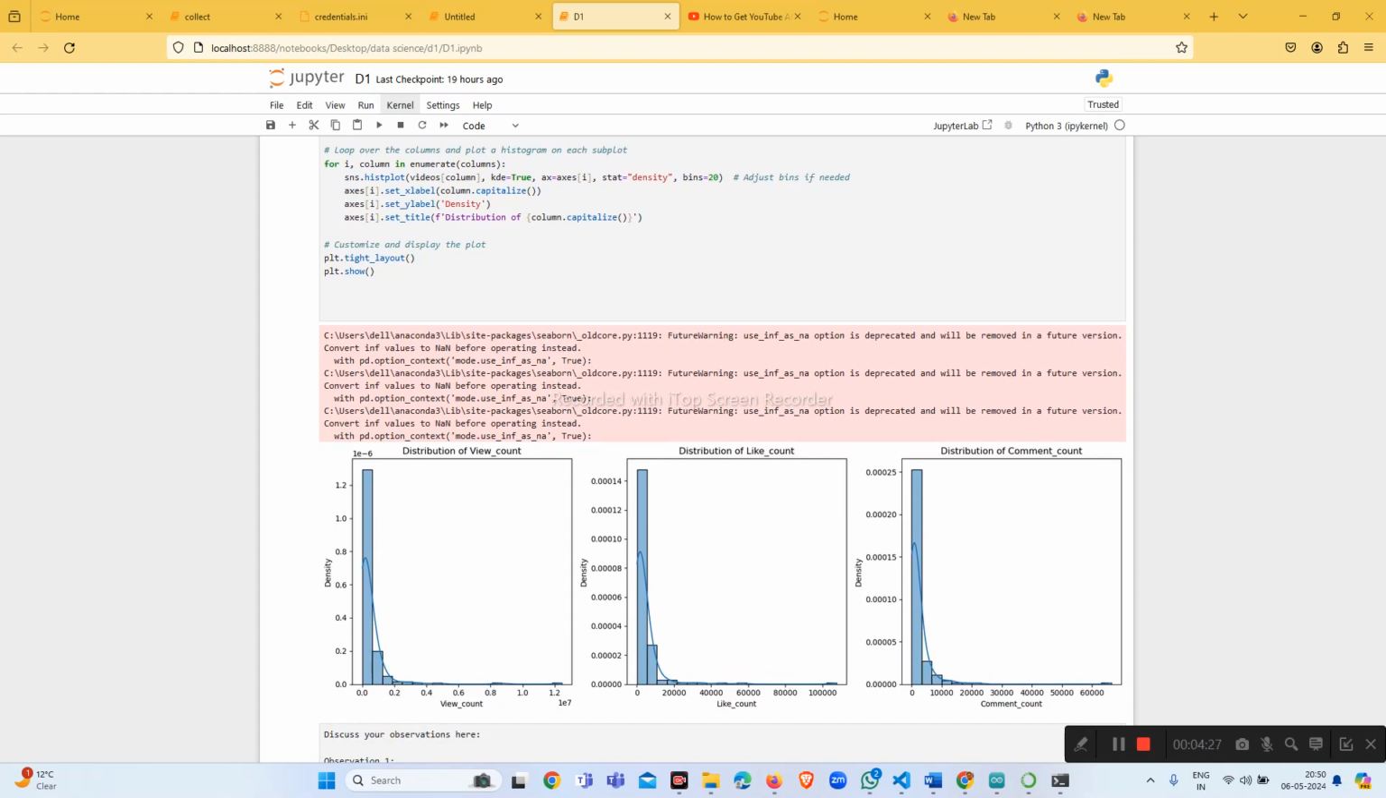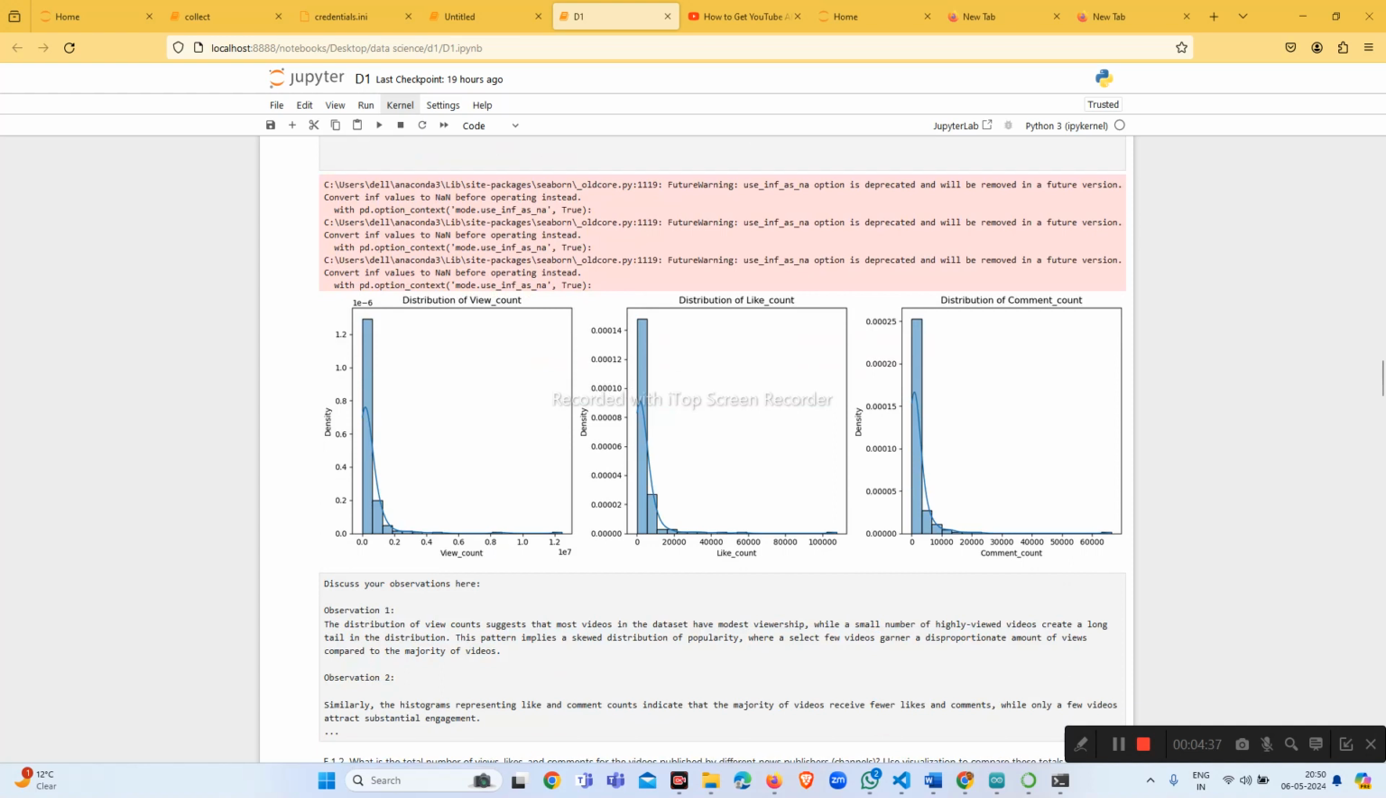So this is what we got. So this is the output. And from this, the observation is that the distribution of views suggests that most of the videos in the data set have modest view counts, while a small number of highly viewed videos create a long tail in the distribution.